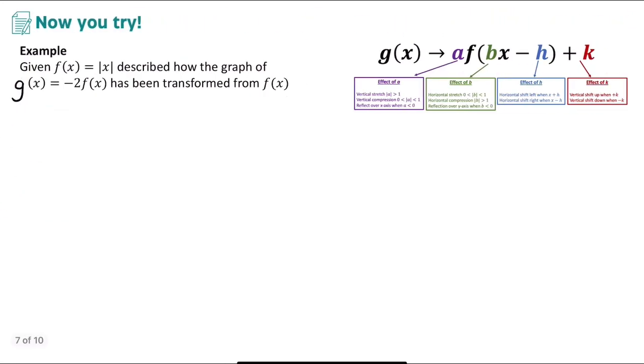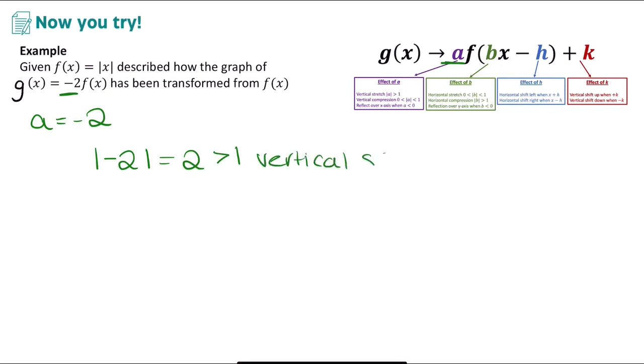Okay, so now let's try this example. Given f of x equals the absolute value of x, let's describe how the graph of g of x equals negative 2 f of x has been transformed from f of x. Okay, so the change here is that we have a value of a, right? Well, this a is actually going to have two effects because a is equal to negative 2. Since the absolute value of a is equal to 2, and that's bigger than 1, we're going to have a vertical stretch, right? That's going to be one change.